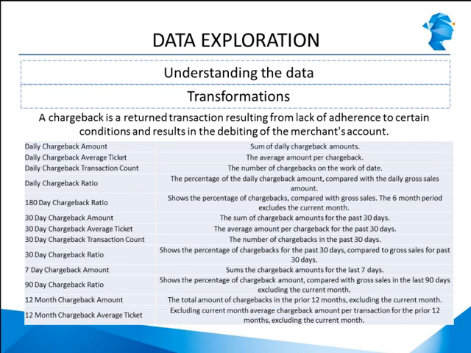Similarly, we can have data aggregated over different time periods. For example, 180-day chargeback ratio calculates the same thing as the daily chargeback ratio except over a 6-month period. 30-day chargeback amount does the same thing as the daily chargeback amount, except it does it for a 30-day period. Similarly, we have 7 days, we have 90 days, and we have 12 months as well. You can see all the different transformations for a single variable.